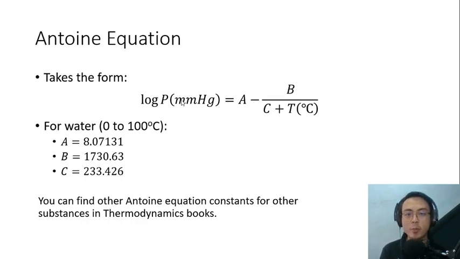The vapor pressure here is in millimeters of mercury. The temperature here is in degrees Celsius. And for water, at this temperature interval from 0 to 100 degrees Celsius, we have the values of A, B, and C. So what you're going to do is you simply substitute A, B, and C to this equation. If you're asked what is the vapor pressure of water at a certain temperature, you simply substitute the temperature, solve the equation, and you find the vapor pressure P.